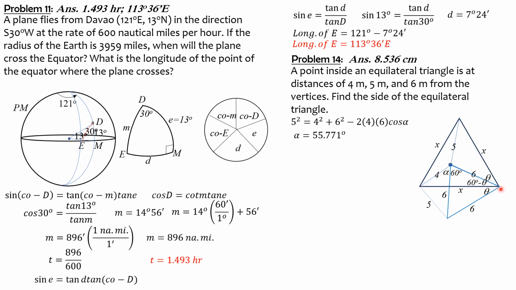Finally, apply cosine law again in this triangle here. So x squared equals 4 squared plus 6 squared minus 2 times 4 times 6 cosine of quantity 55.771 degrees plus 60 degrees. So with your calculator there, we can now solve for x, and x is 8.536 meters.